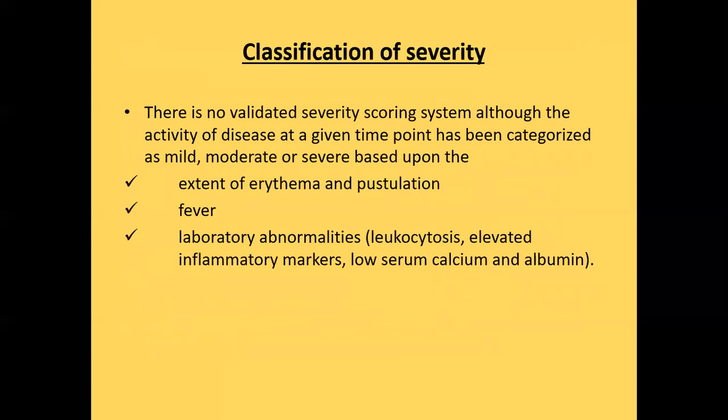Severity of pustular psoriasis is judged mainly arbitrarily as mild, moderate, or severe, and there is no validated scoring system. And this is based on the extent of erythema and pustulation, fever, and lab abnormalities like leukocytosis, increased ESR, and low serum albumin. So based on these three criteria, the pustular psoriasis can be labeled as mild, moderate, or severe.